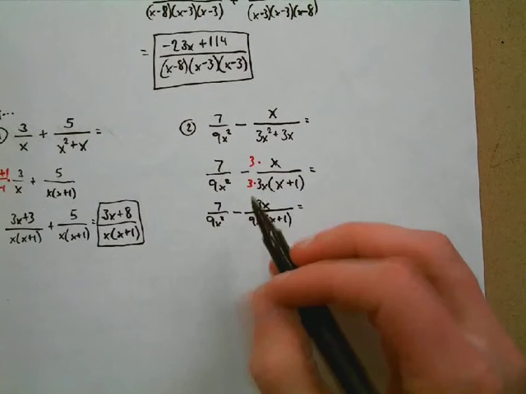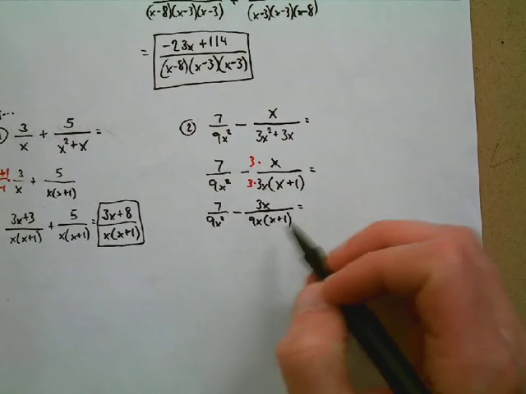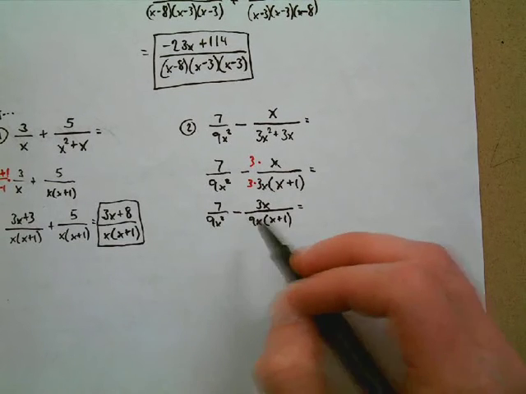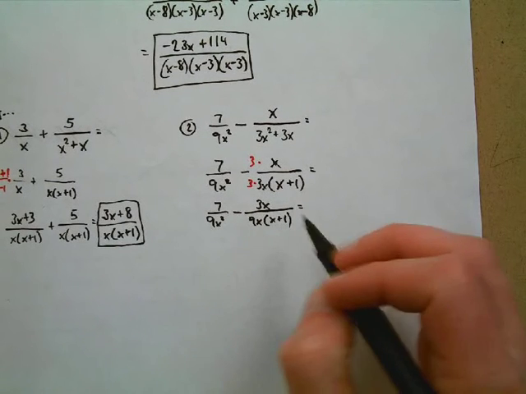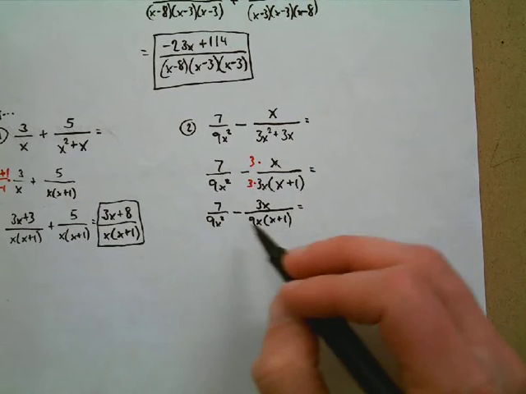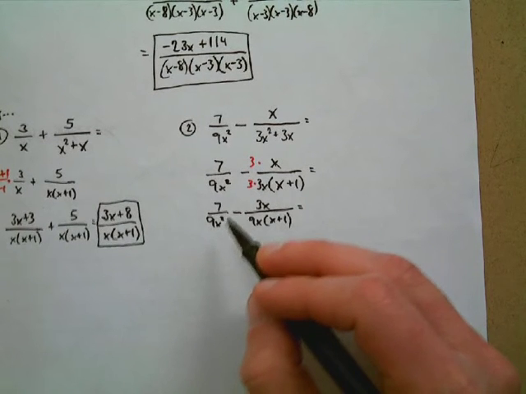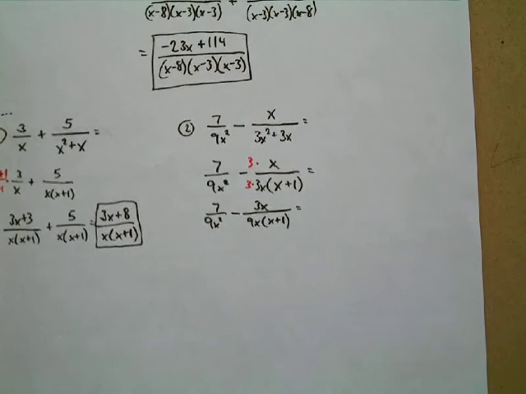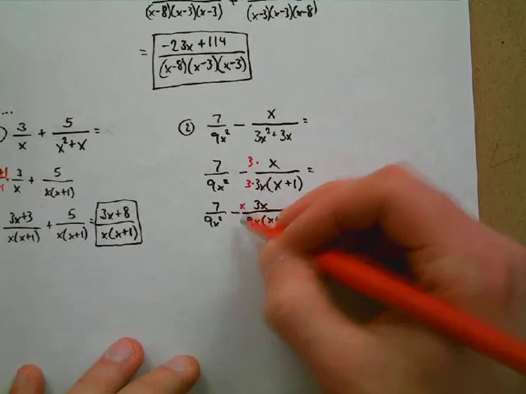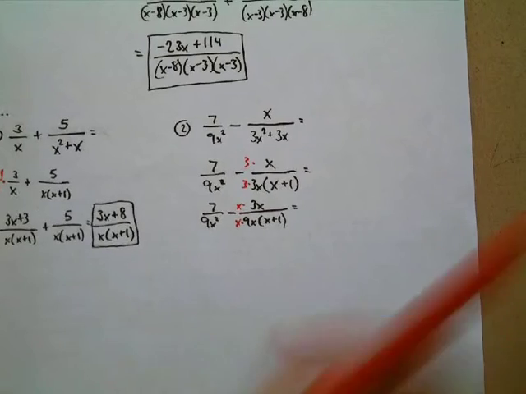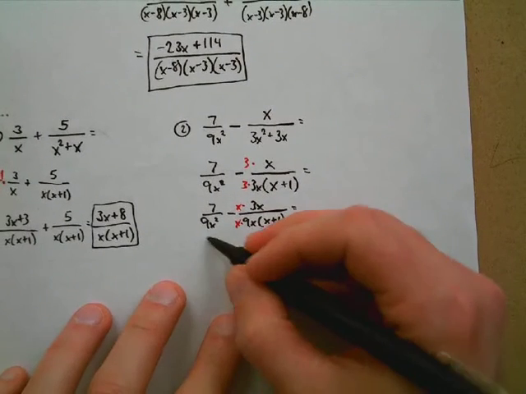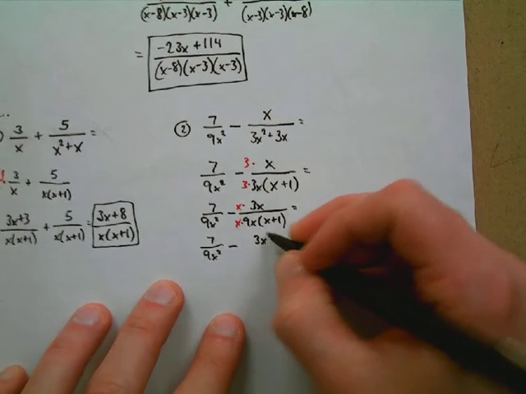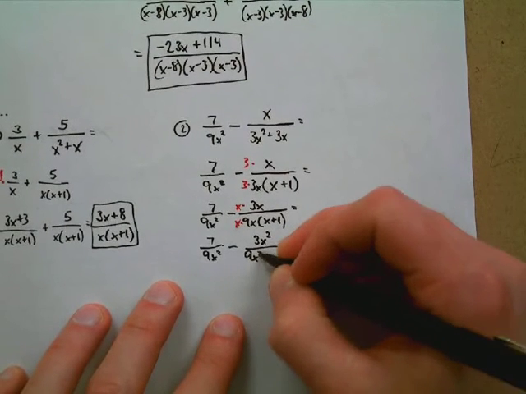What else is this denominator missing that this denominator has? We got the 9s to match up. What else is this denominator missing over here that this one has? Okay, this one has x squared. This one just has x. So what do I need to multiply this one by now? An x over an x. Okay? And so I'll get 3x squared over 9x squared times x plus 1.